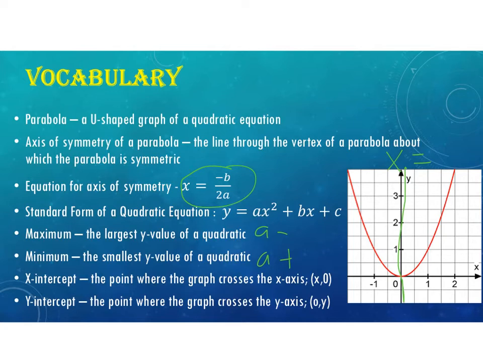And we're also going to be focusing on x and y intercepts. And we're going to use the correct notation. If it's an x-intercept, you put the number in the x spot. If it's a y-intercept, you put the number in the y spot.